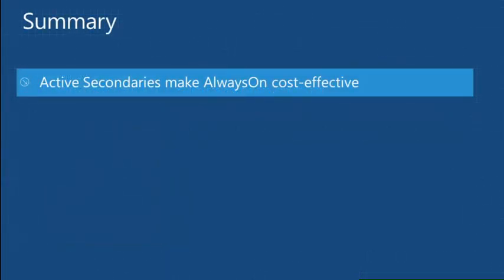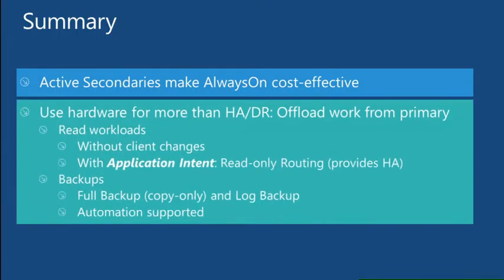Okay, so in summary, what have we talked about today? Well, we talked about, we want to make hardware cost-effective. We want to make use of it. We don't want to waste resources. With SQL Server 2012 AlwaysOn, you're able to do this. With these active secondaries, you can now go and run read workloads, right? You can move those from the primary into the secondaries.